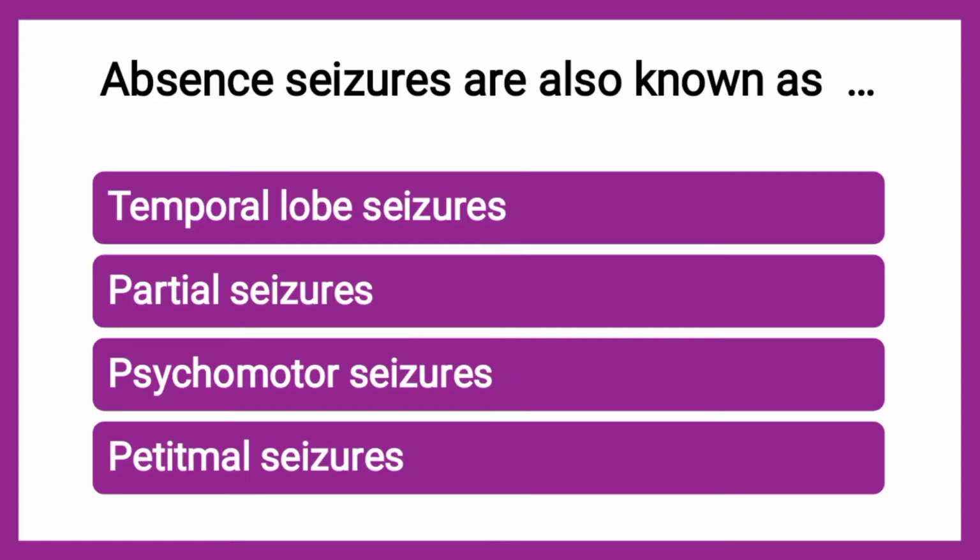Next question is absence seizures are also known as dash. Whether they are temporal lobe seizure, whether they are partial seizures, whether they are psychomotor seizures, whether they are petit mal seizures. The correct answer is it is petit mal seizure. Why are absence seizures known as petit mal seizures?